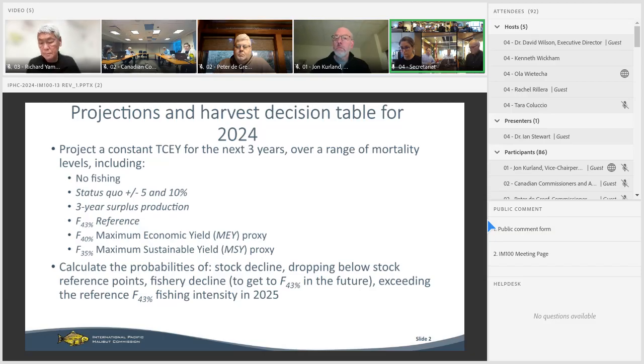And that will encompass a pretty broad range of different mortality levels, with checkpoints around the status quo, the 3-year surplus, and the current F43 reference level. For each of those different yields, we then calculate the probability of various different risk metrics: stock decline, dropping below our reference points, fishery decline, and the probability of exceeding the reference level.